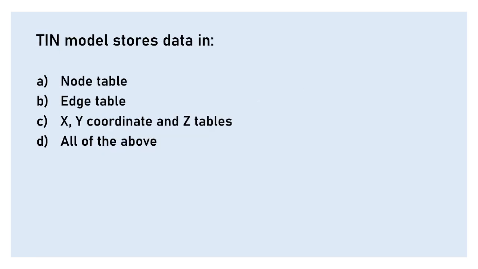The TIN model stores data in which form? We have the node table, the edge table, the XY coordinate, and the Z tables. It's very easy because I had described it just now, so I hope you didn't forget it. Yeah, the answer is all of the above. In all these formats, it stores the data.